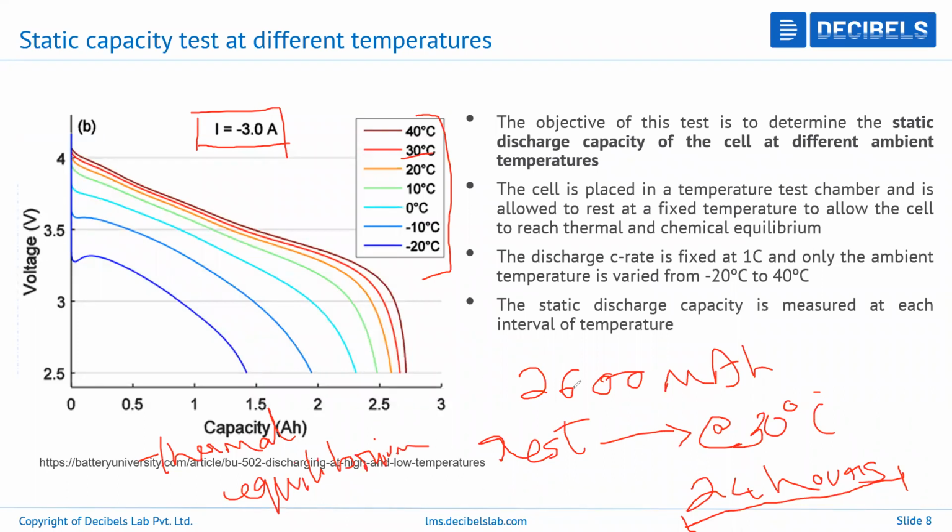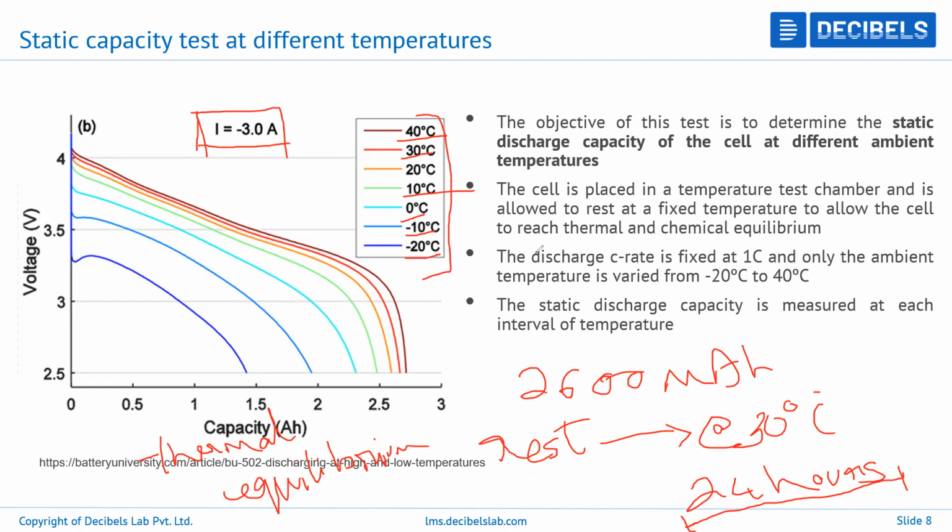Okay, so once the cell has attained thermal equilibrium, then keeping the current or C rate constant, the cell is discharged. Here you can see the graph. Your red line over here corresponds to a C rate of minus 3.3 amps and a temperature of 30 degrees Celsius. The same thing is repeated at different temperatures: at 40 degrees Celsius, at 10, at 0, at minus 10, and minus 20.